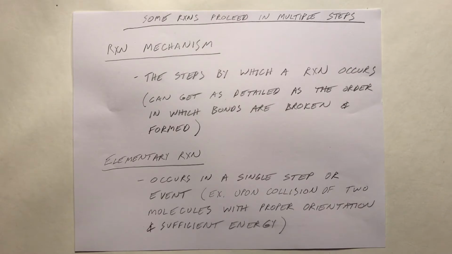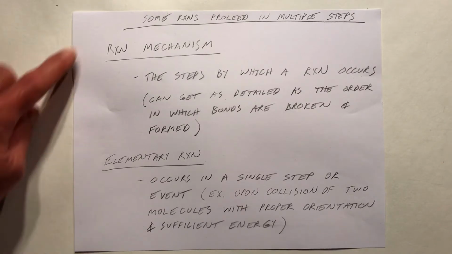Now, elementary reactions are reactions that occur in a single step or single event. So, for example, upon collision of two molecules with proper orientation and sufficient energy, a reaction occurs, and then products are formed and the reaction's over. But some reactions do proceed in multiple steps.